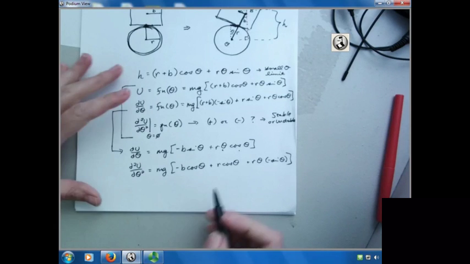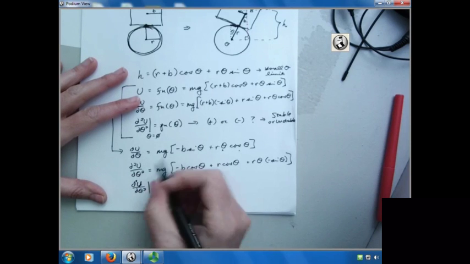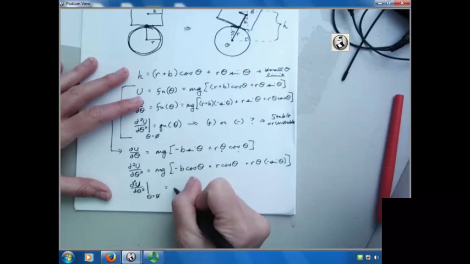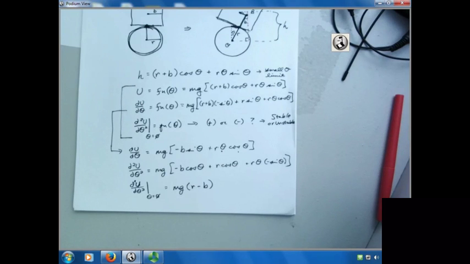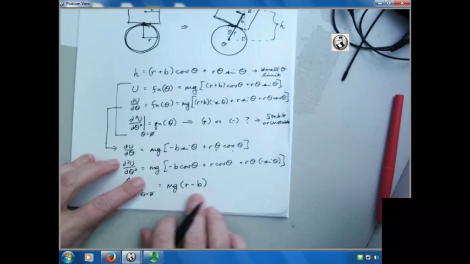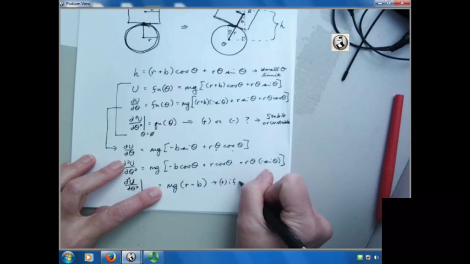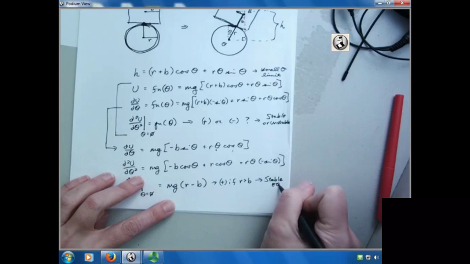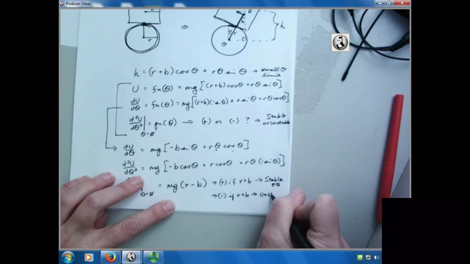cool. Okay. So now I need to evaluate that second derivative in the limit where theta is equal to 0, because around this orientation, I get that it is equal to mg times r minus b, because cosine theta goes to 1 and sine theta goes to 0. Okay, so in this case, it depends whether it's positive or negative. This will be a positive number if r is greater than b, which will lead to a stable equilibrium. And it will be a negative number if r is less than b, which will be an unstable equilibrium point.